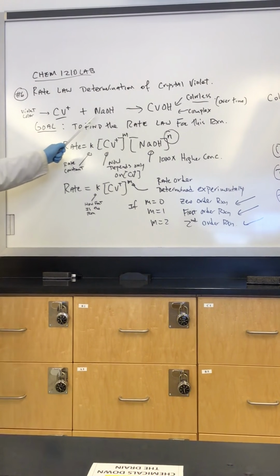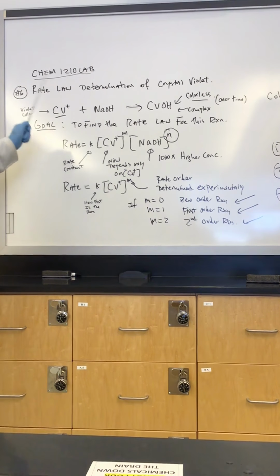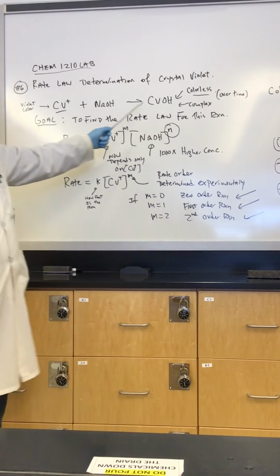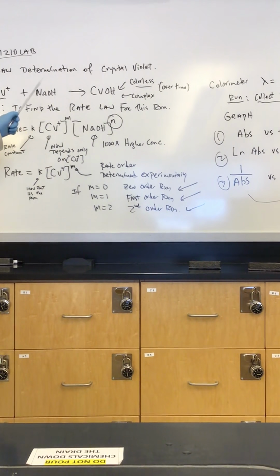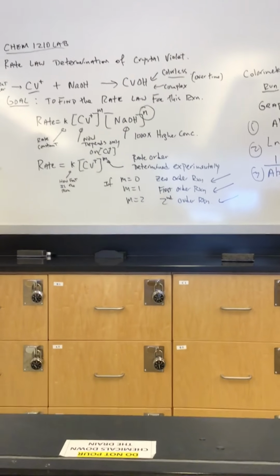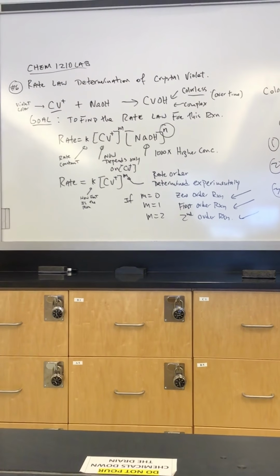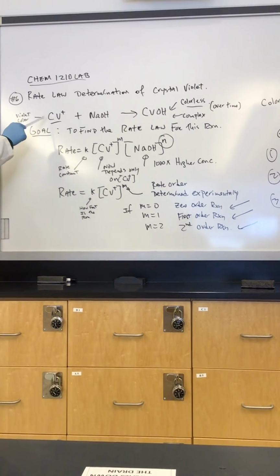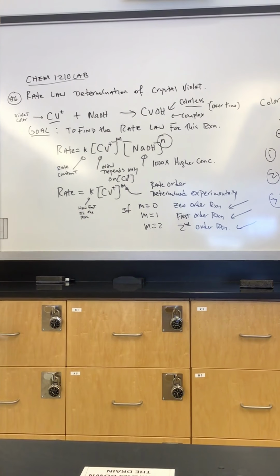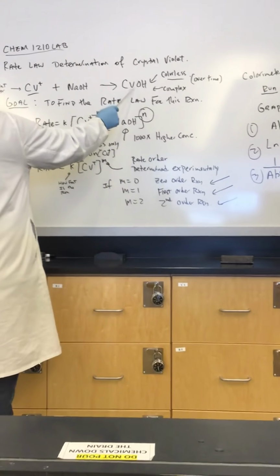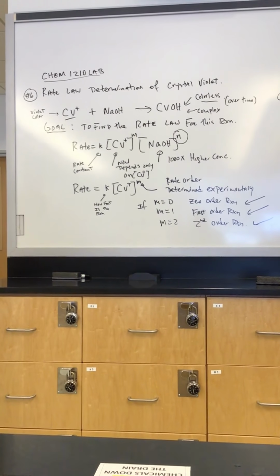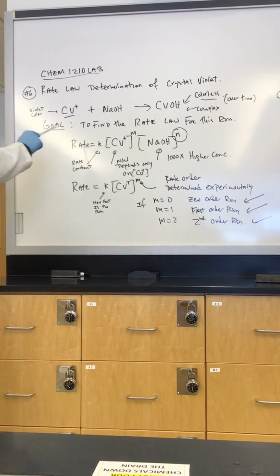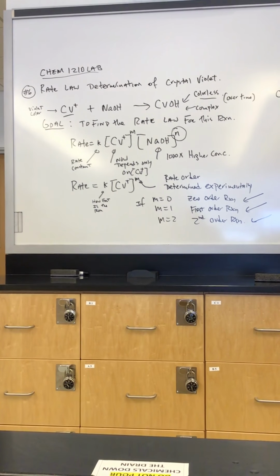We are going to add NaOH, sodium hydroxide, to the crystal violet, and it's going to form the crystal violet hydroxide complex. Now, this reaction is going to take some time to complete. At the beginning of the reaction is the violet color solution. When the reaction is complete, it's going to be a completely clear or colorless solution. And so our goal is to find the rate law for this reaction.